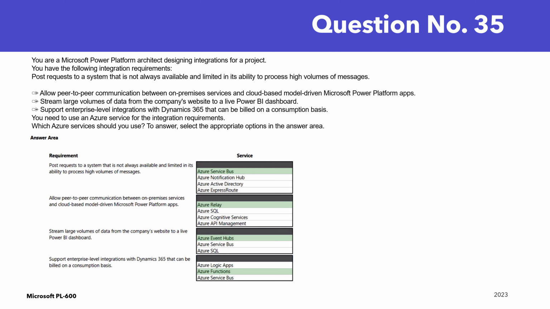Requirement: allow peer-to-peer communication between on-premises services and cloud-based model-driven Microsoft Power Platform apps. Service: Azure Relay. Requirement: stream large volumes of data from the company's website to a live Power BI dashboard. Service: Azure Event Hubs. Requirement: support enterprise-level integrations with Dynamics 365 that can be billed on a consumption basis. Service: Azure Functions.